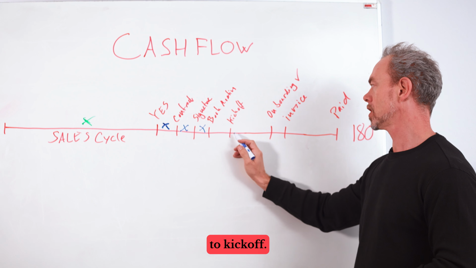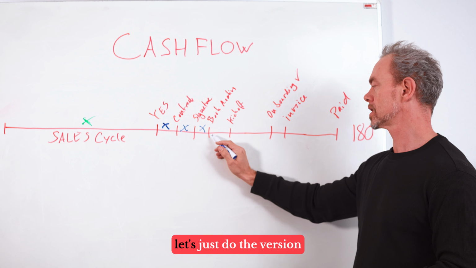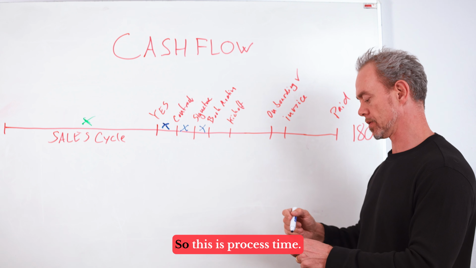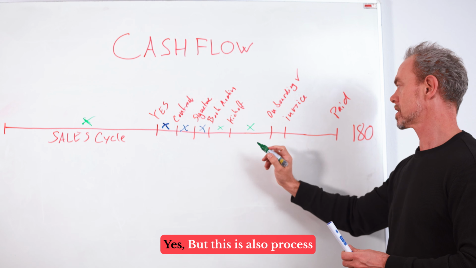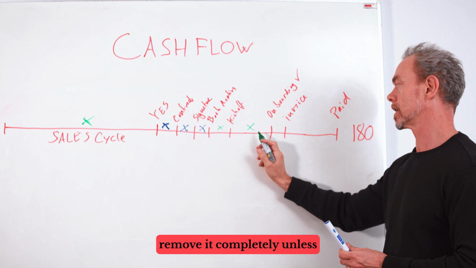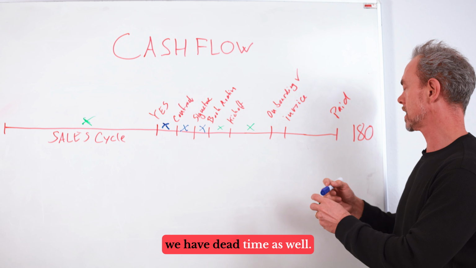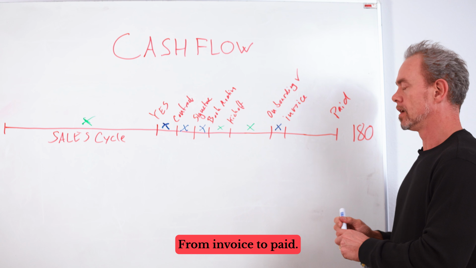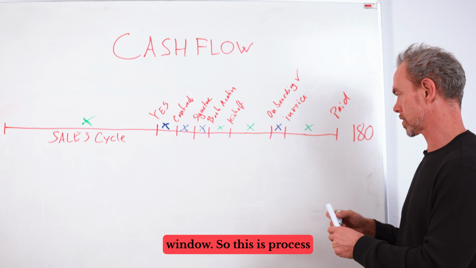From booking a meeting to kickoff, well, now it depends on what kind of model you do. But if you have this model, let's just do the version 1 first here. From booking the meeting to kickoff, well, that needs to happen. So this is process time. From kickoff to actual onboarding, do we have time here? Yes, but this is also process time. You can make it more efficient, but you can't remove it completely unless you change your model and deliver something else. From onboarding to invoice, we have dead time as well. That should be 0 minutes. From invoice to paid, presumably your customer needs some form of payment window, so this is process time as well.